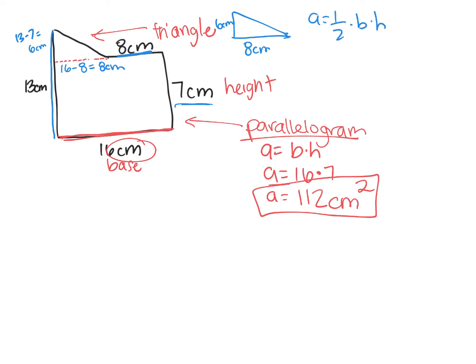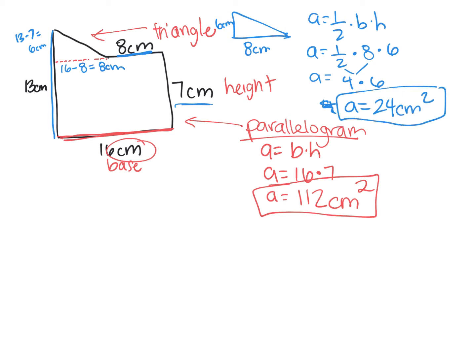a triangle. Let's go ahead and substitute in our values. I'm going to cut my 8 in half. Half of 8 gives me 4. Bring down my 6. Final answer, A equals 24. My label is centimeters, and square it. So far I have found my two areas, 112 and 24.